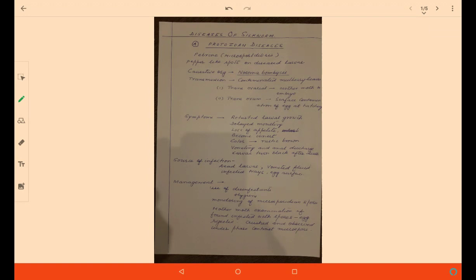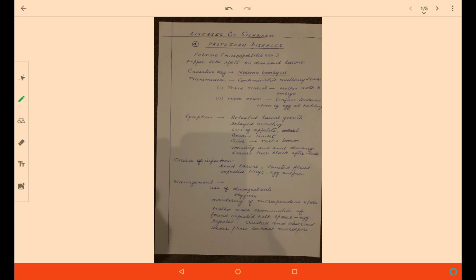The sources of infection of Pebrine are dead larvae, vomited fluid, the trays infected with vomited fluid, and the contaminated egg surfaces. Now the diseases, they come and they go, but the management of diseases is very important so that we may not get economic losses.